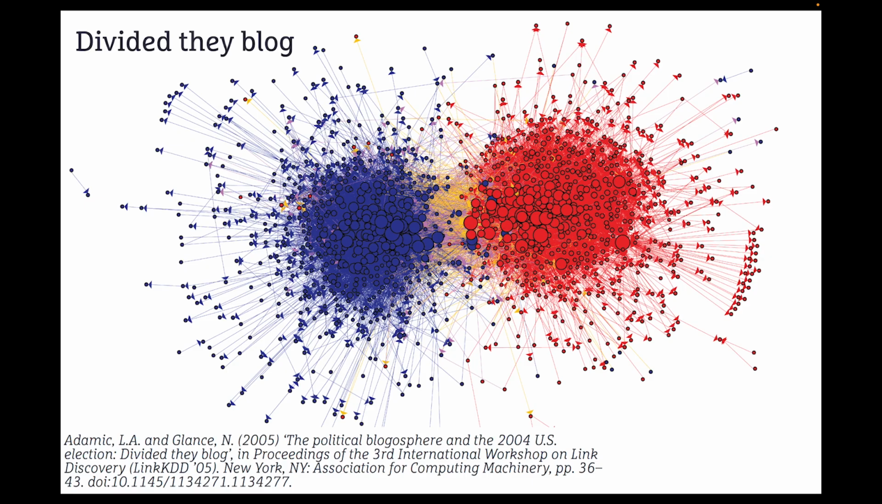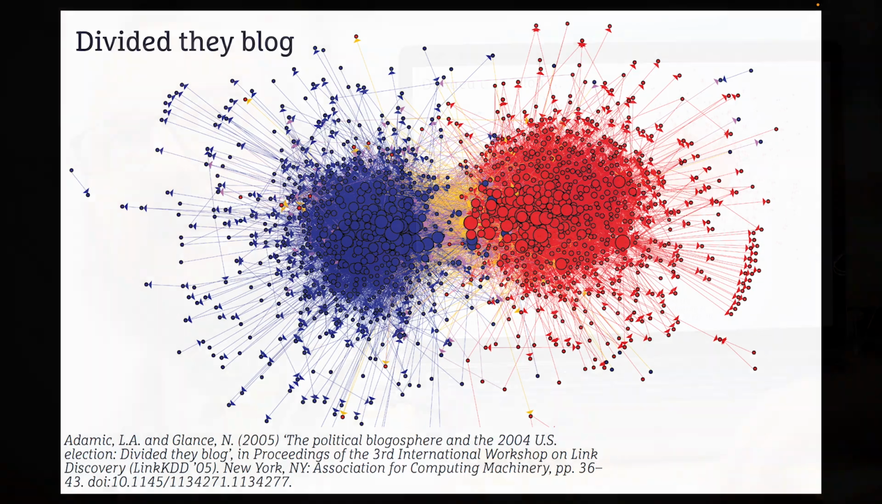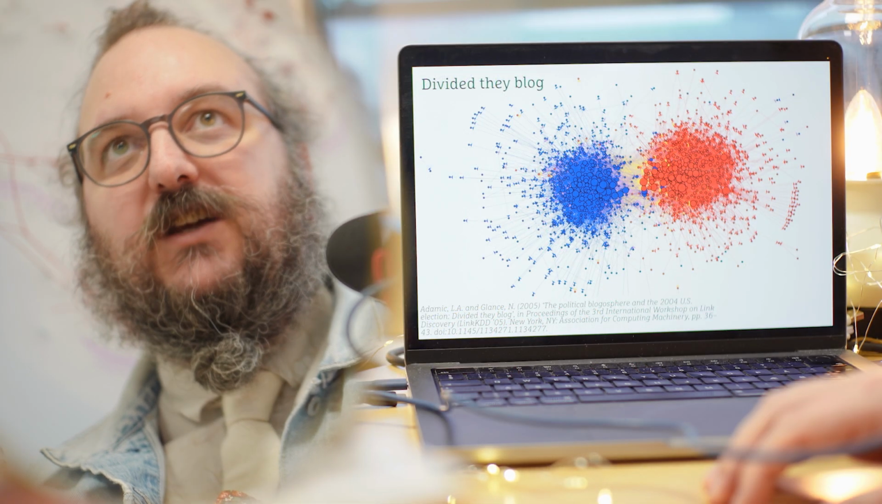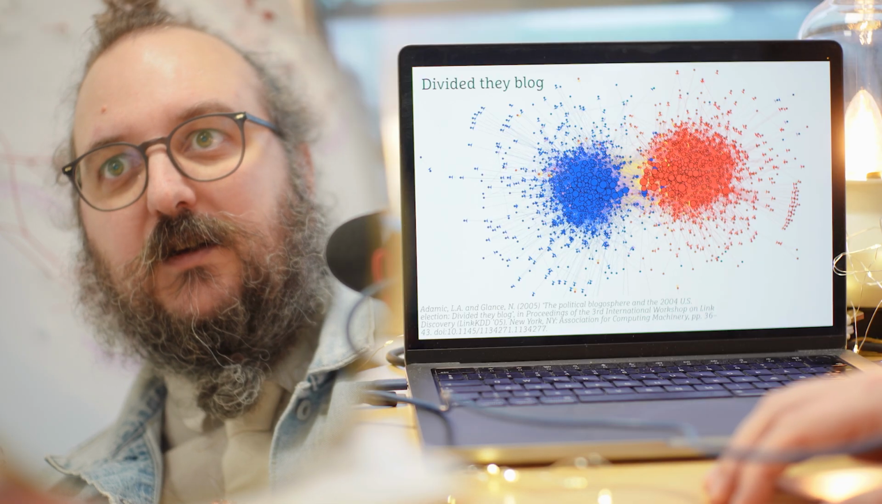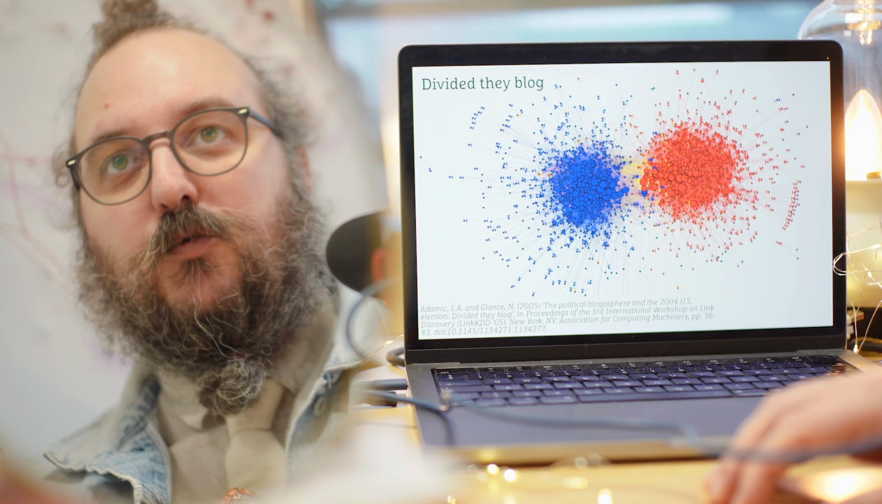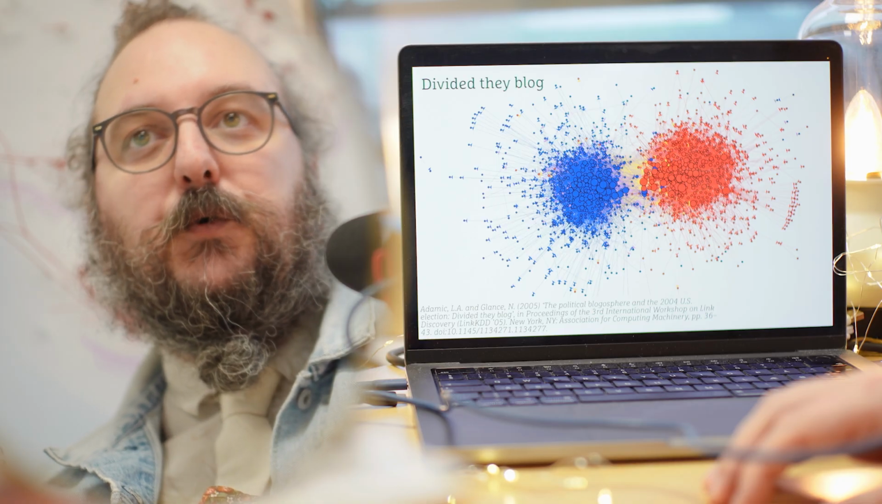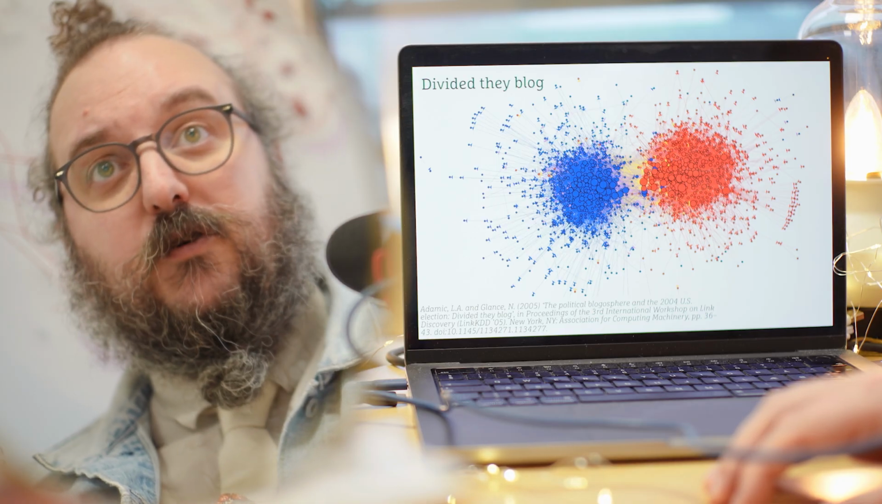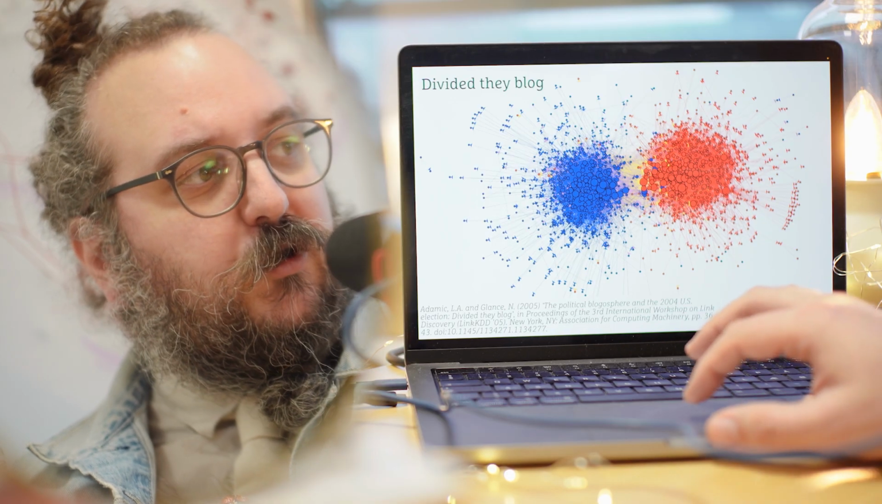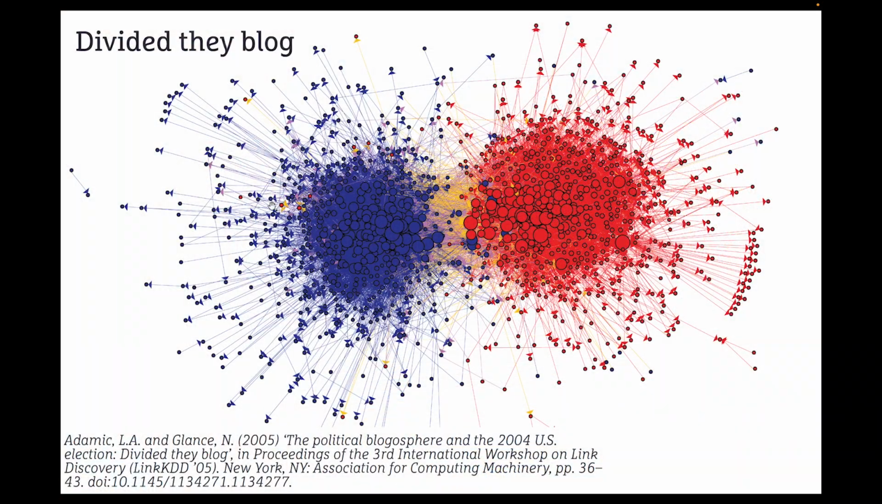But what's really key to understand is that the layout algorithm ignores which is which. It doesn't know that a blog is liberal or conservative. It just knows to whom it is connected. And so we have two groups. And it turns out that those groups are the liberals and the conservatives. If you look closely, you will see that there are a few red in the blue and a few blue in the red.